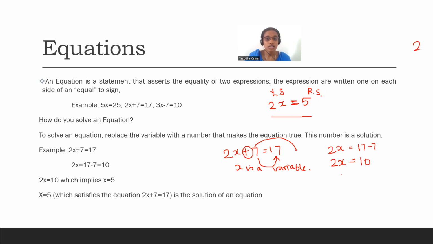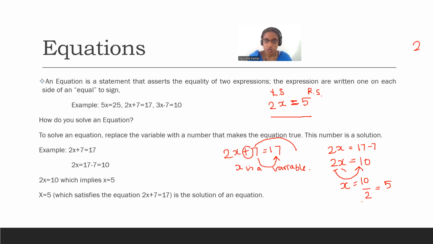After this, what do we have to do? Find out what is the relation between the 2 and x here. Yes, you're right, there is a multiplication operation here. While bringing this 2 to the right side, we are transposing it, and the multiplication becomes the inverse operation, that is division. So x is equal to 10 divided by 2, which is 5. Got it? This is the way you have to solve an equation. So x is equal to 5 is the solution of the equation.